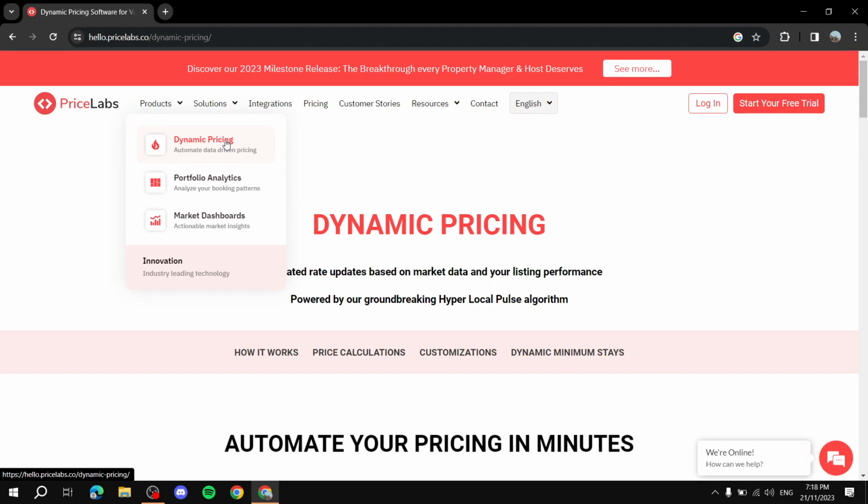The part where they give you the price that you should be listing on your Airbnb, for example, and then the other product, which is portfolio analytics, which is going to be free, and then you have market dashboards, which is also paid. I will be talking about the prices very soon, so stay tuned.